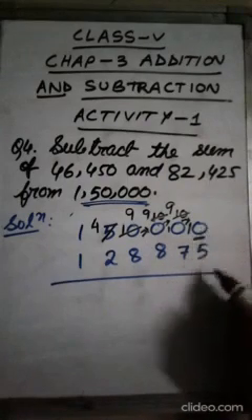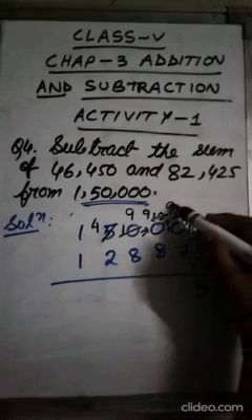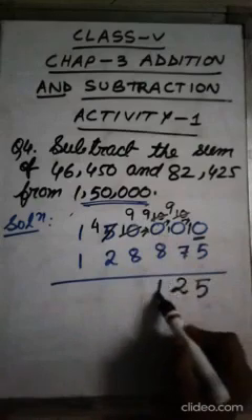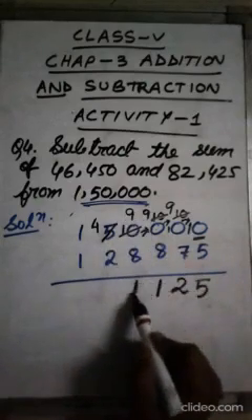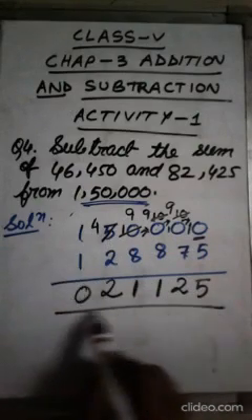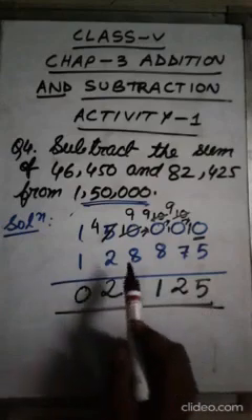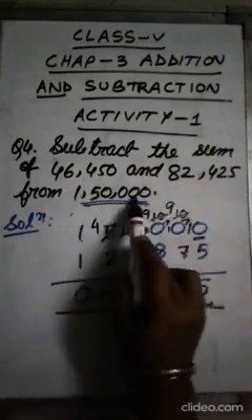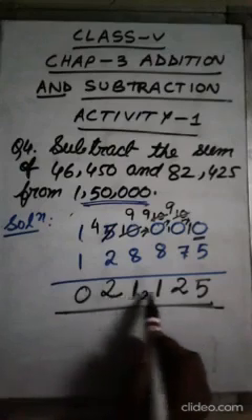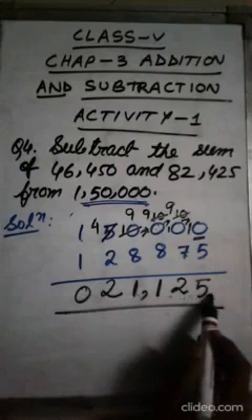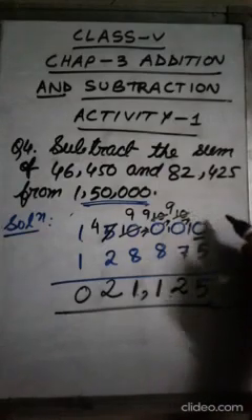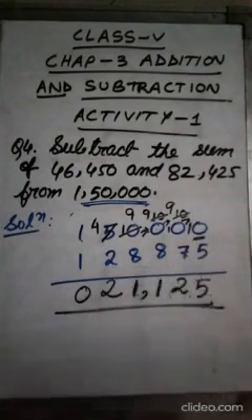So 10 minus 5 is 5. 9 minus 7 is 2. Again 9 minus 8 is 1. 9 minus 8 is 1. 4 minus 2 is 2. 1 minus 1 is 0. Therefore, if we subtract the sum of these two numbers from 1,50,000, we get the result 21,125. You can write a place value chart also. Without a place value chart also you can do the calculation.